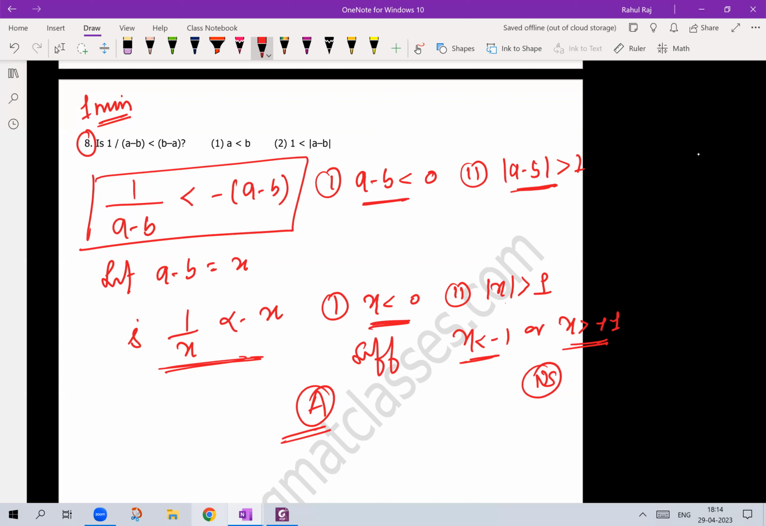Just think of a minus b as a term. It will be less than negative 1 by a minus b only when a minus b is negative. This is what option number 1 is trying to say. Here they are trying to say that a minus b can be less than negative 1, or a minus b can be greater than positive 1. So this is a direct way you can approach it. If you want to take numbers, you can take numbers as well. All up to you.